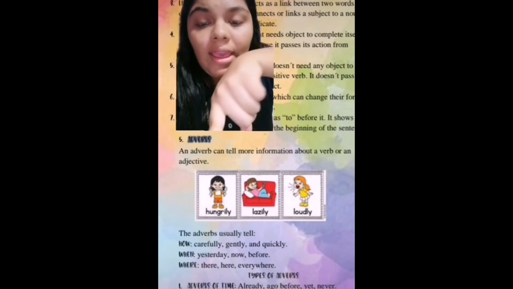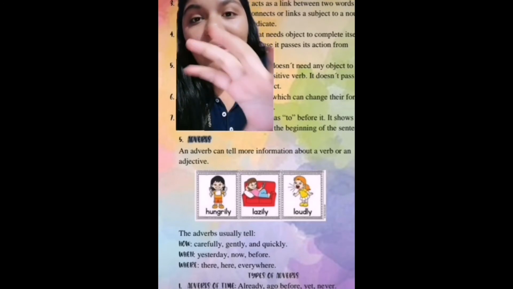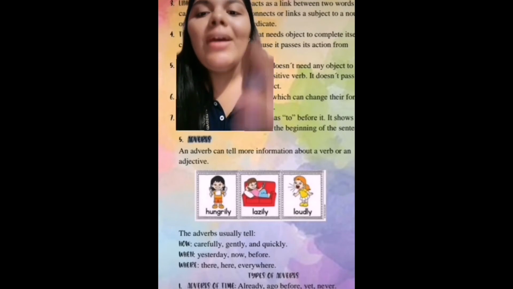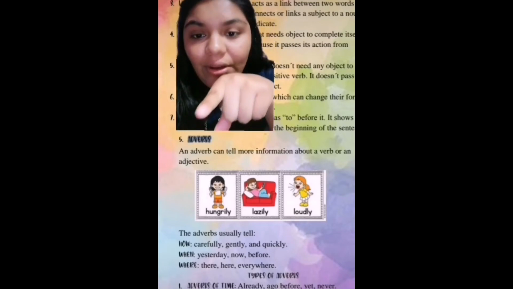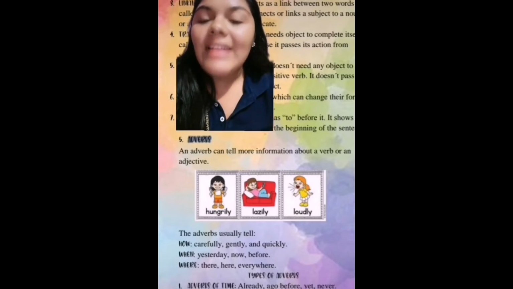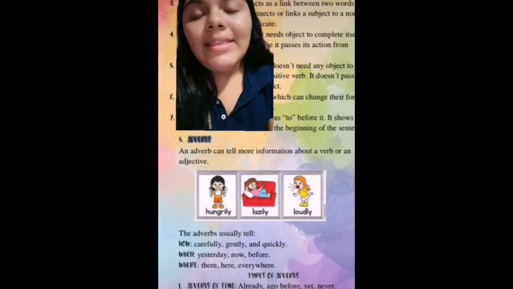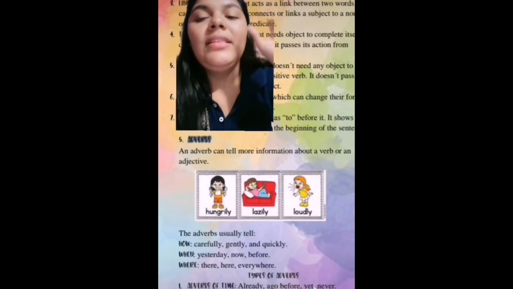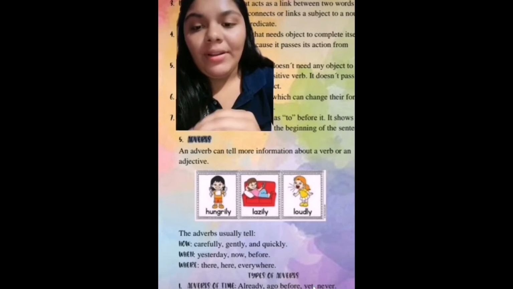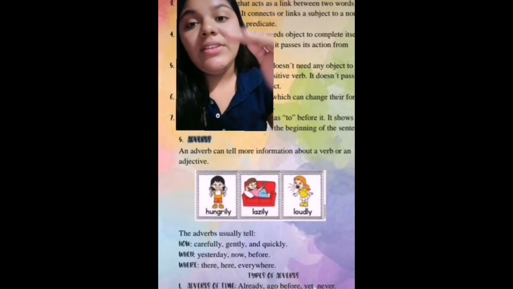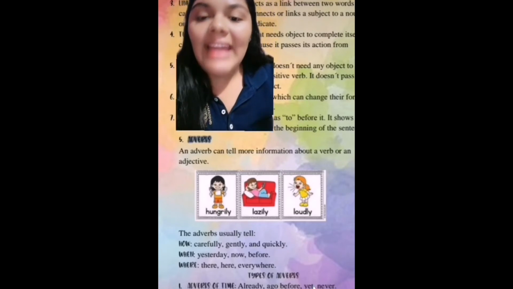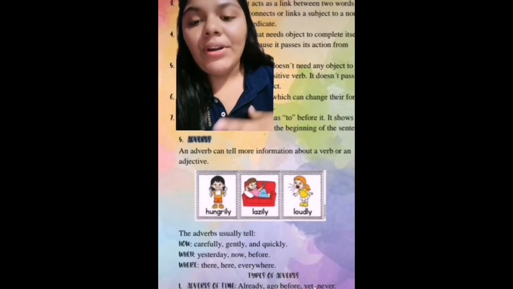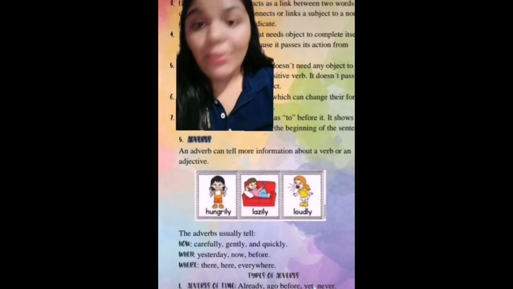So in the picture, we see many examples of adverbs. The first are hungrily, lazily, and lewdly. Adverbs are usually used to tell how, when, and where. For example, for how, we use carefully, gently, and quickly. For when, yesterday, now, before. And for where, there, here, or everywhere.